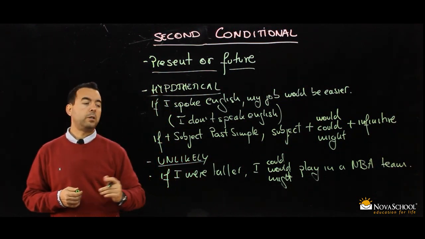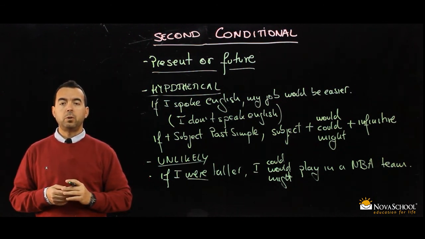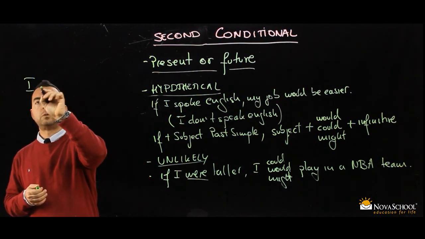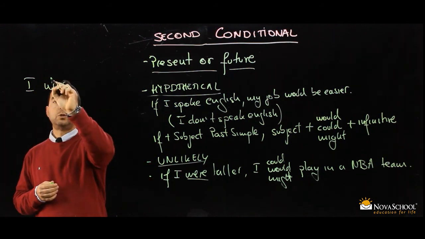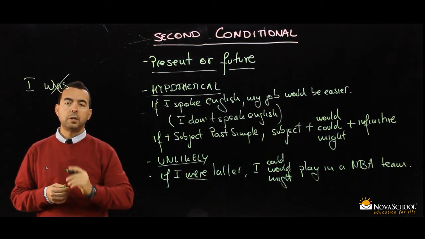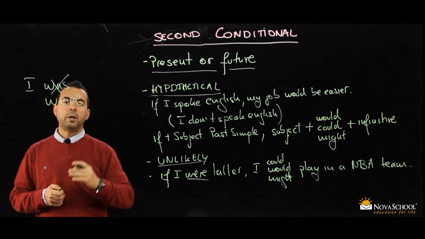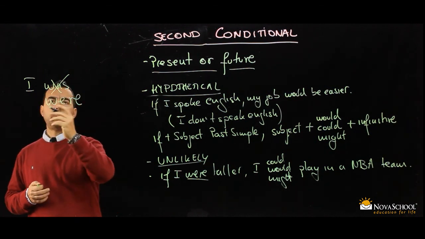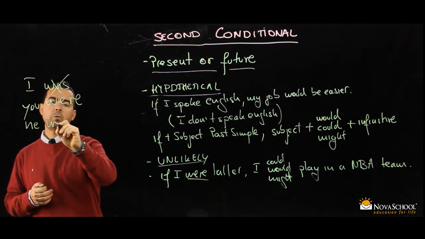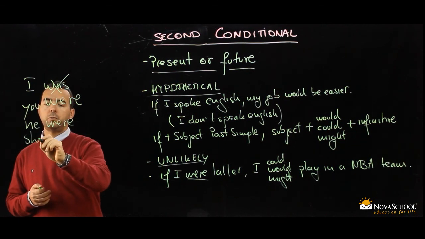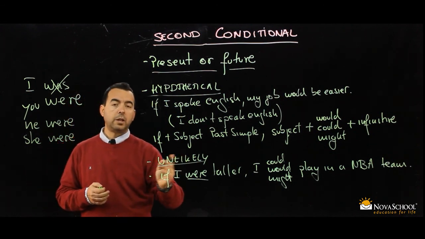One thing that I would like to comment is the use of were. You could see or you could hear people who say "if I was." But remember that when we are talking about the second conditional, was shouldn't be used, because we are using the subjunctive were. So were will be used with any singular subject. If I were, if you were, if he were, if she were. So remember to use the verb to be as a subjunctive in the second conditional.